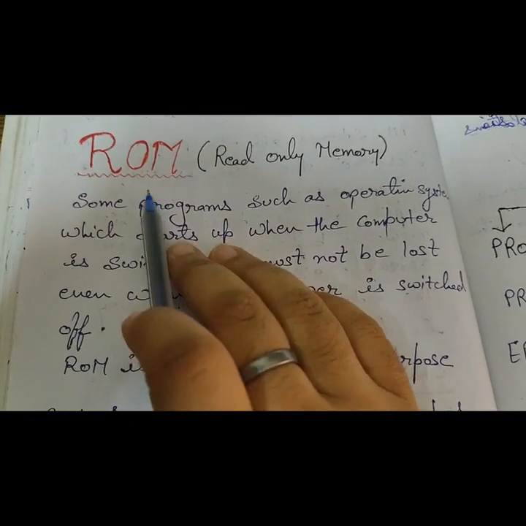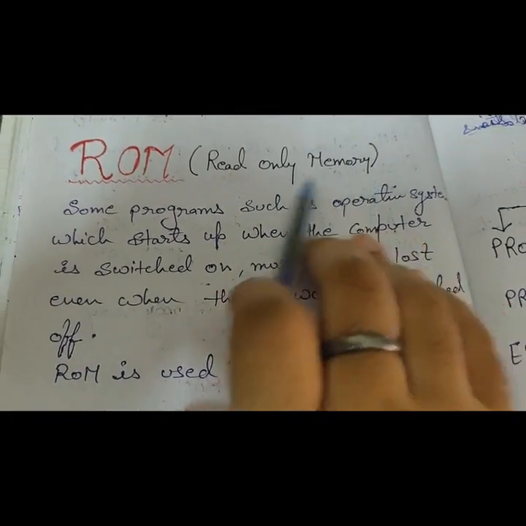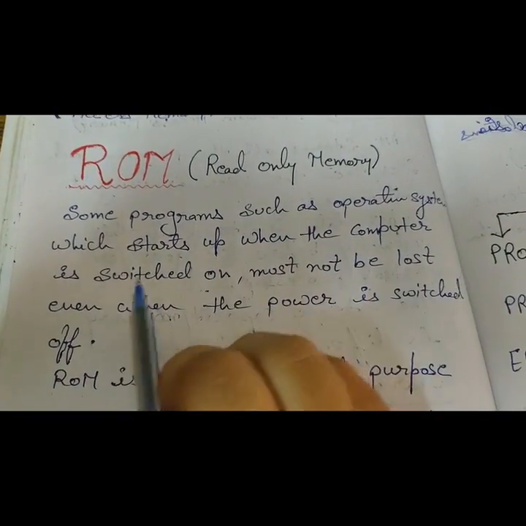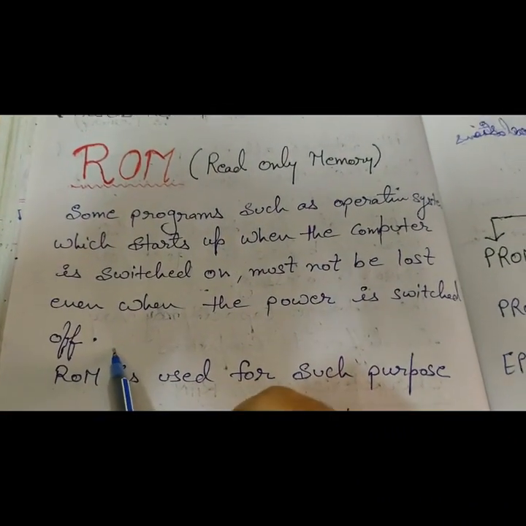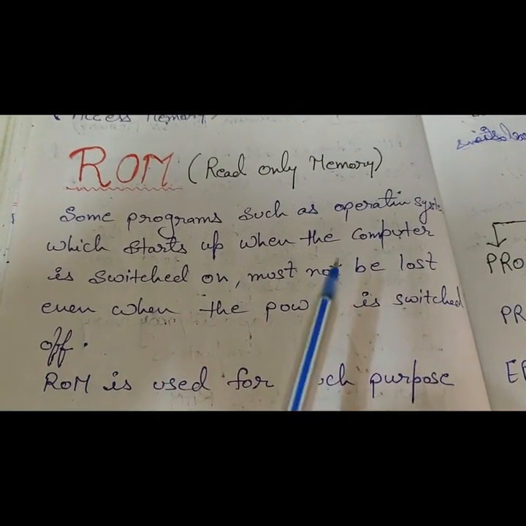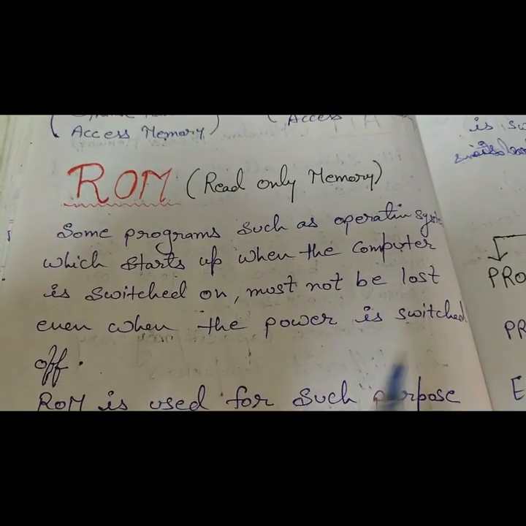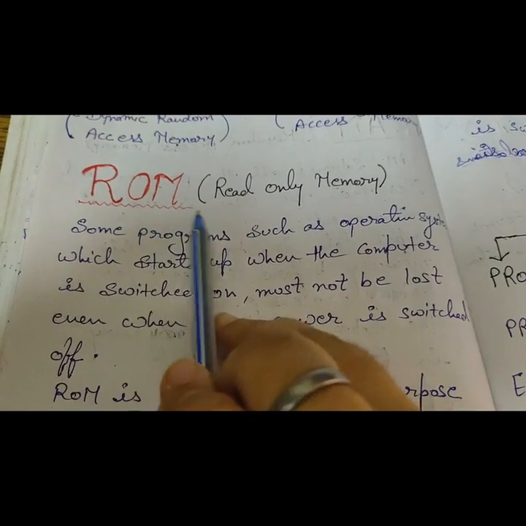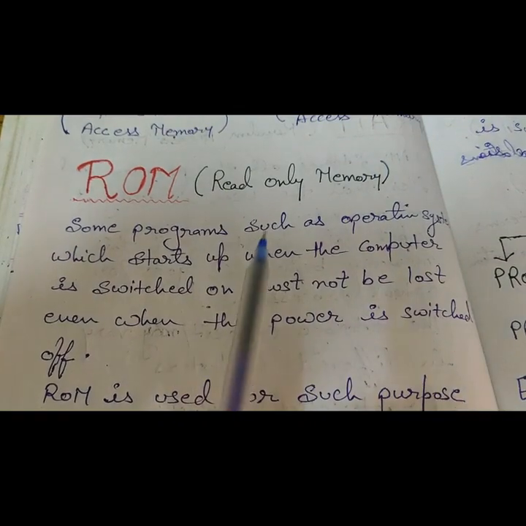Now come to the next topic, which is ROM. This is the second type of primary memory: read-only memory. Some programs, such as the operating system which starts up when the computer is switched on, must not be lost even when the power is switched off. For example, when you switch on your computer, you see a booting process going on. A line of dots is moving on your screen; that is known as the booting process. All those programs are stored in our ROM. When your power is switched off, your data is never lost.